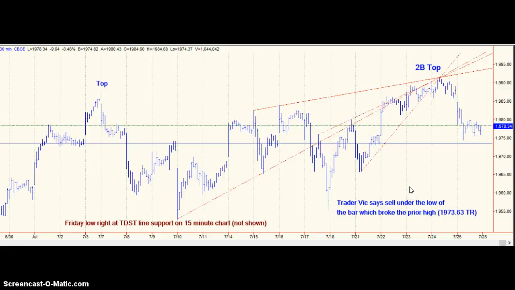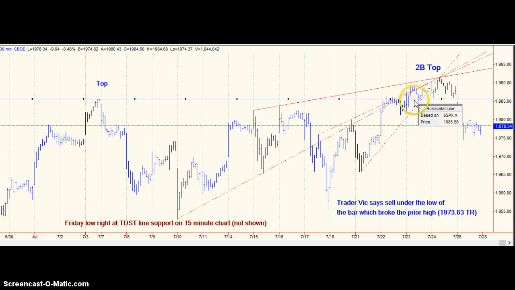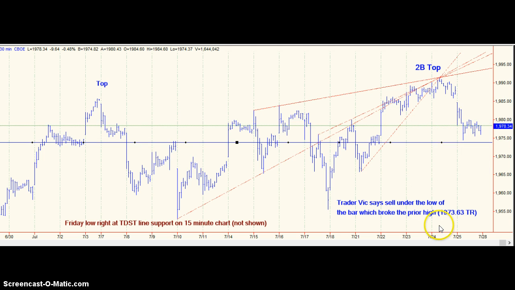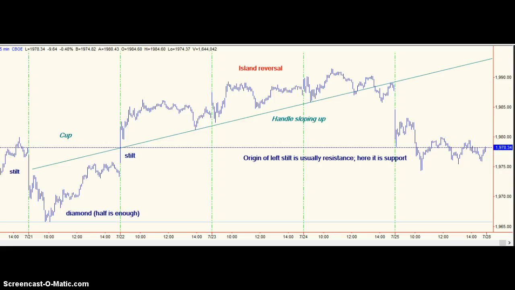The big sell from Trader VIX says you find the bar which takes out the old high, which is here. Look for the low price of that bar. The true range, since that was a gap, would be 1973.63, the close of the prior bar. If that price is undercut, Trader VIX to be top says sell. We're awfully close.